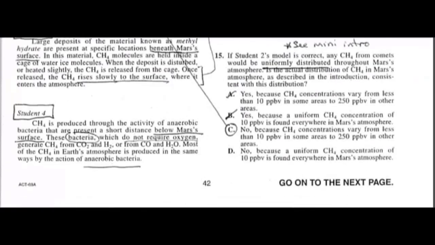Test 69A, Science Practice Problem number 13. Number 13 says, Student 4 would most likely agree with the statement that anaerobic bacteria on Earth can produce. We need to go and find Student 4 and see what Student 4 says about anaerobic bacteria. Then apply that to the scenario of the same thing being on Earth. Let's jump on down and find student number 4.